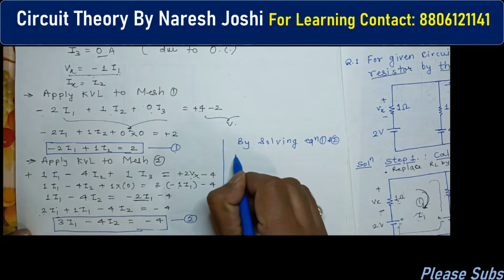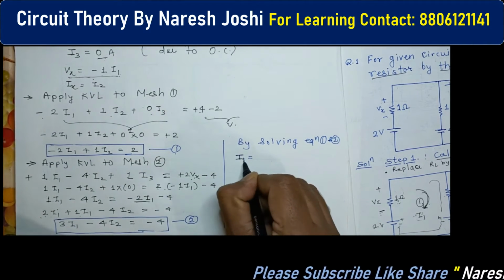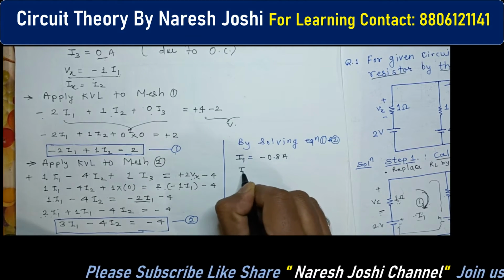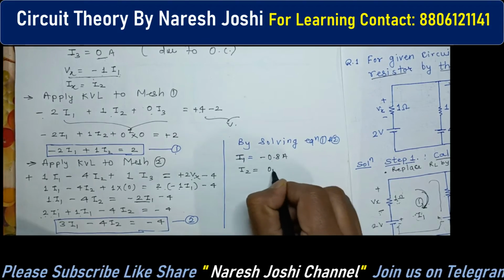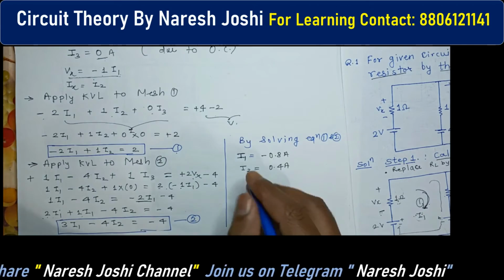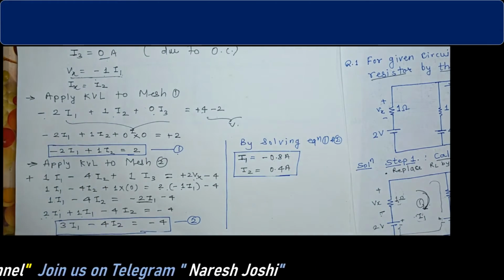So you will get the answer, that is I1 equals to minus 0.8 ampere, and I2 equals to 0.4 ampere. Okay, so this is the value we have calculated for I1 and I2. I hope you know. Once I will show you how we can calculate.